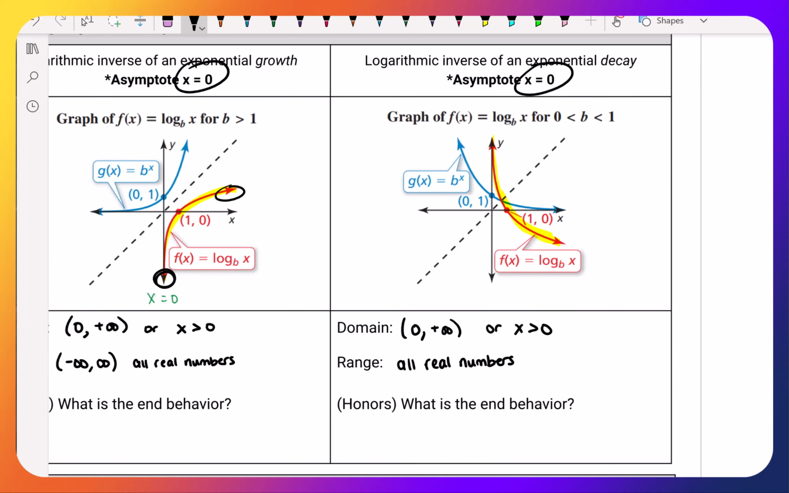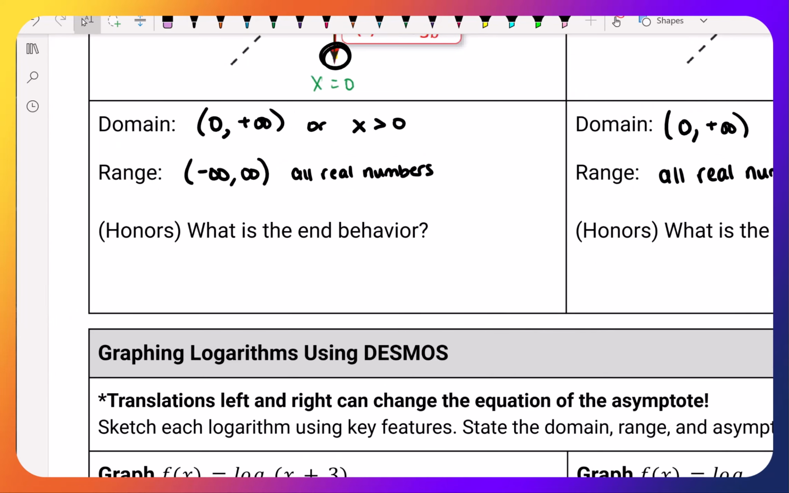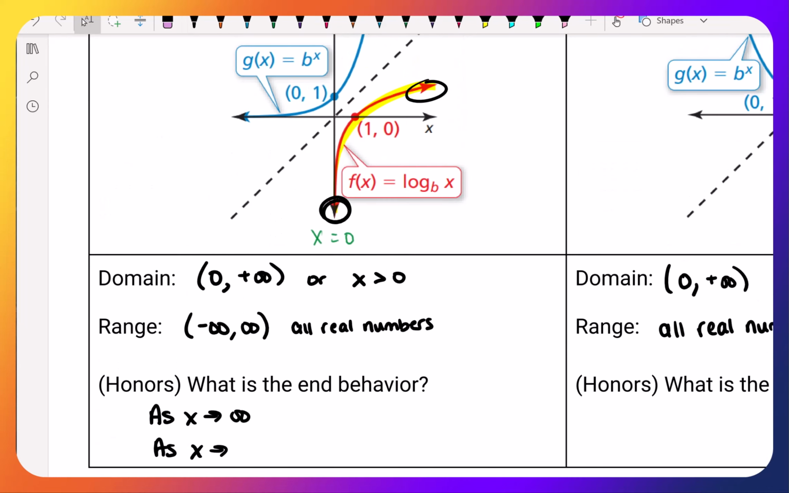Okay, very important. If you are honors, let's talk about end behavior. If you're not honors, you can go ahead and fast forward through this section, unless you're just curious and you want to know how to do the end behavior. So in the past, we have always had as x approaches positive infinity and as x approaches negative infinity. We actually cannot do that because our domain is limited. The domain actually does not approach negative infinity.